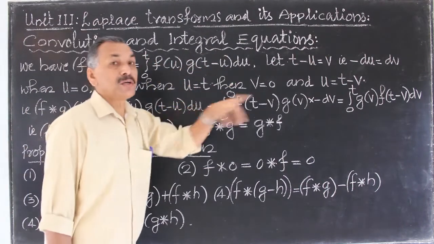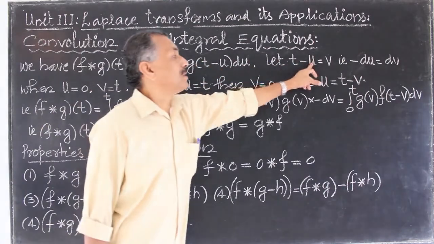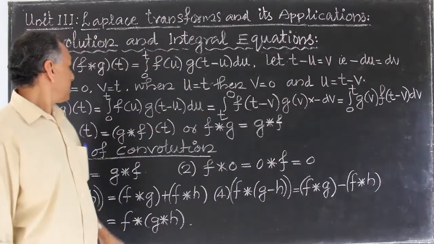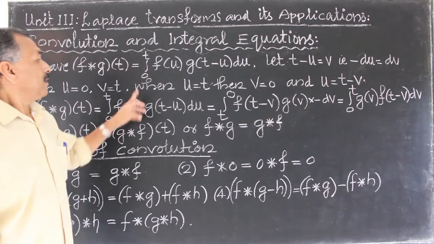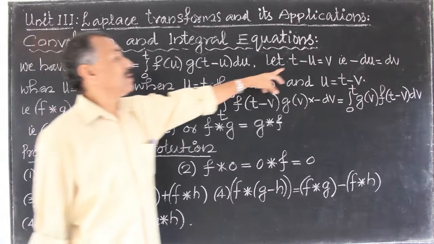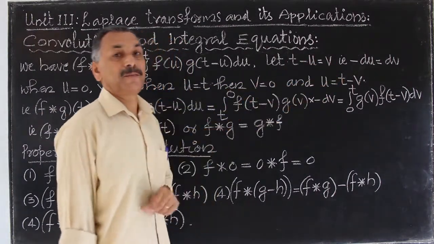When u is equal to 0, then what is v? v is equal to t. Then when u is equal to t, the upper limit, t minus t is equal to 0. That is, v is equal to 0.